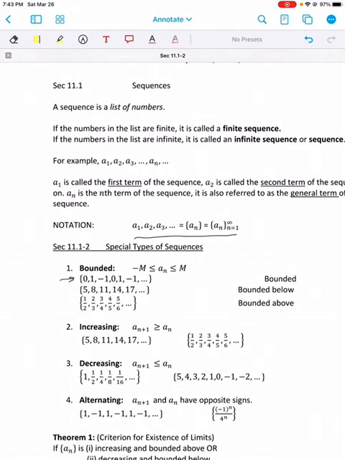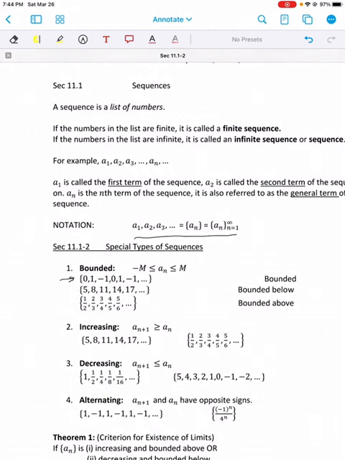If you look at the next sequence, which is 5, 8, 11, 14, 17, and so on. We say this is bounded below because it is starting at 5, but then the higher we go with the n values, we are going up and up and up. So it's going towards infinity. So we say it is not bounded above, but it is bounded below.